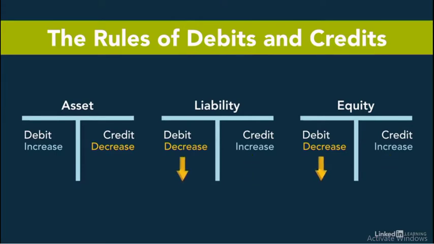At the end of the day, assets typically have debit balances. That is, the amounts being debited are larger than the amounts being credited. Also, liabilities and owner's equity accounts have credit balances. That is, the amounts being credited are larger than the amounts being debited.